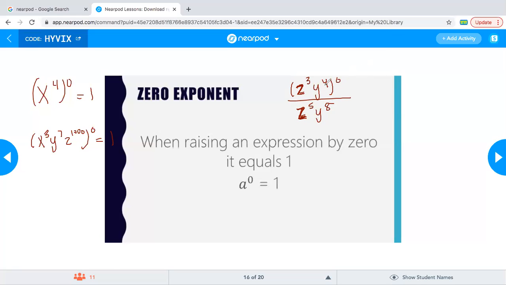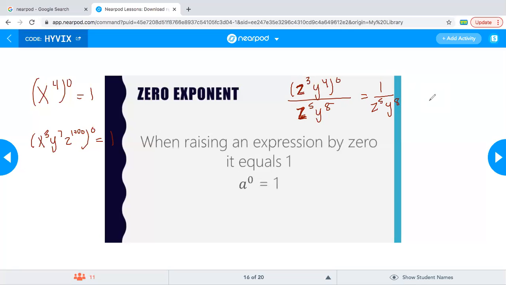A lot of you might first think, oh, let's do the division rule first. But PEMDAS: I have to do my exponent first. So this is raised to the power of 0, so this right here on top is just 1. So the answer would be 1 over Z^5, Y^8. Okay? So anything raised to the power of 0 equals 1.